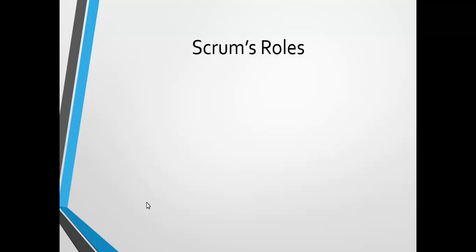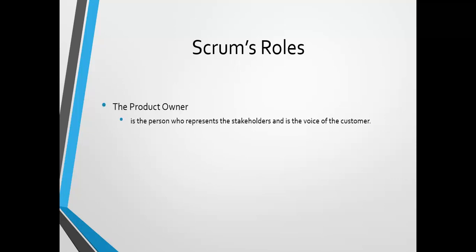So in the third slide we are discussing Scrum's roles. So what are Scrum's roles? The product owner is the person who represents the stakeholders and is the voice of the customer. A product owner writes the user stories, orders priorities, and adds them to the product backlog.